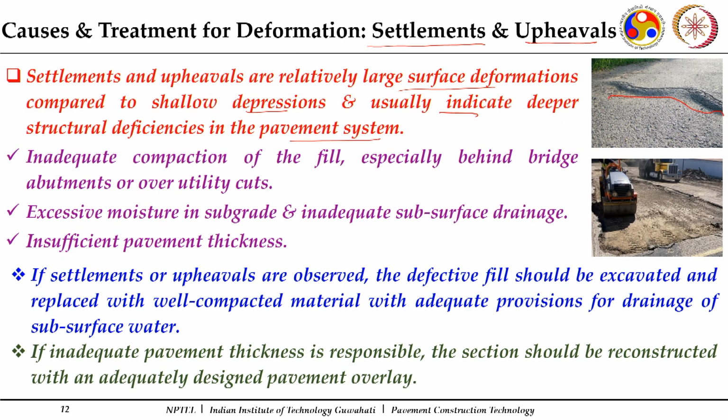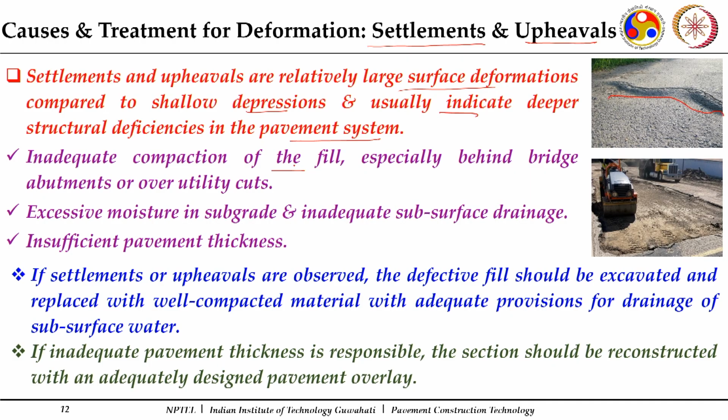If there has been a good amount of embankment construction involved and it has not been done properly, then again this kind of big settlement may take place, especially near bridge abutments or where utility cuts are there, because those fills are done in large quantities and chances are they are not compacted properly. Another key reason is excessive moisture in the subgrade and inadequate subsurface drainage.